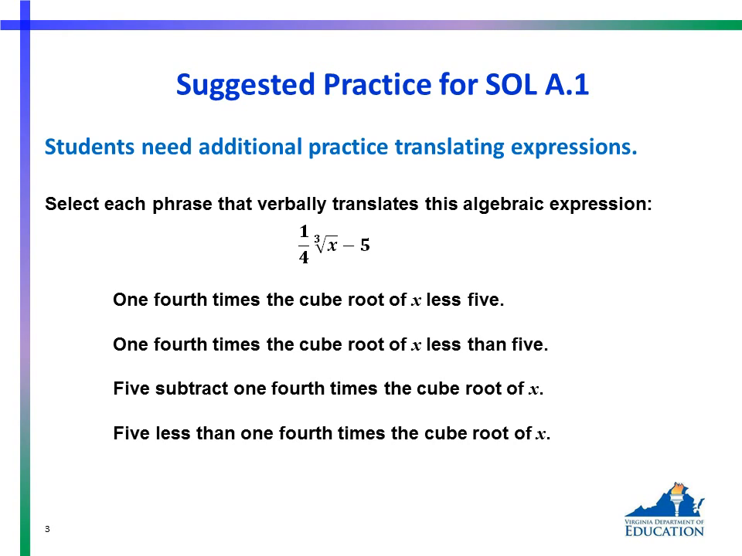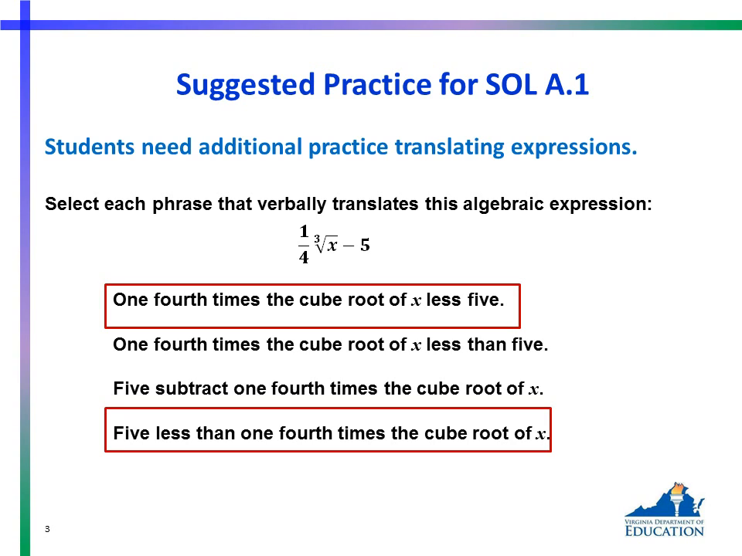For SOL 8.1, students need additional practice translating expressions. This example asks students to select each phrase that represents a verbal translation of the expression shown. Two of the answer options translate this expression and are boxed in red on the screen. If students are presented with two options similar to the options highlighted in yellow, they have difficulty recognizing how these options differ and do not recognize the last option as a correct translation.